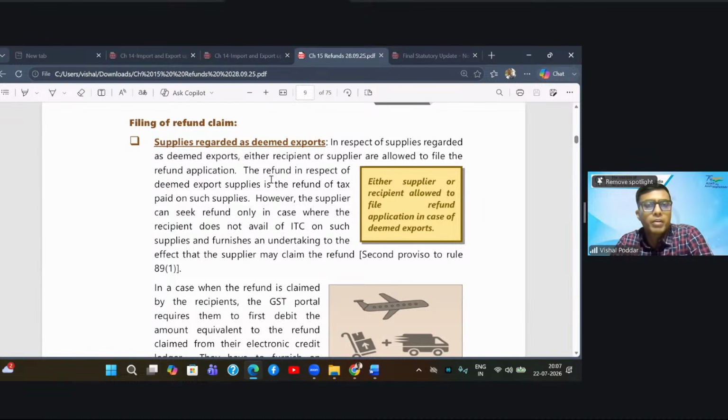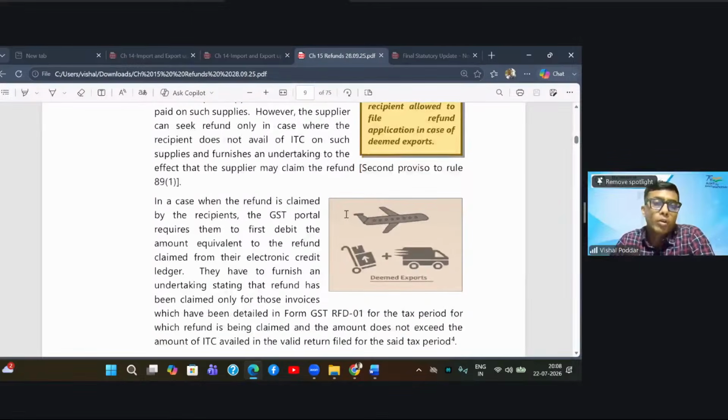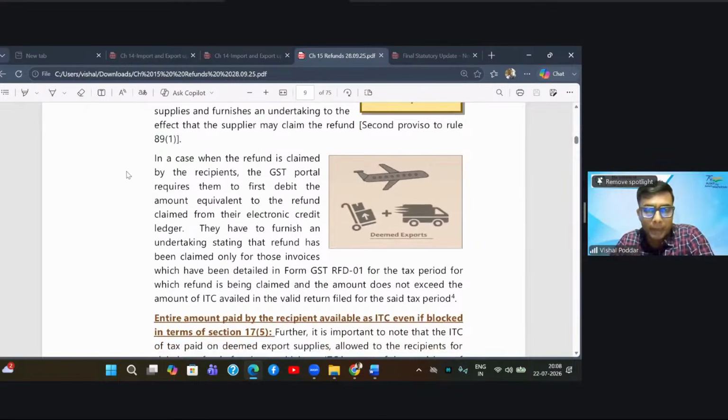Now, the refund in respect of deemed export is the refund of tax which you have paid on this supply. The supplier can seek the refund where recipient does not avail ITC. So obviously, what tax supplier has charged, the recipient should not take ITC. Only then the supplier can apply for refund. Otherwise, there will be double benefit. Now, for this, an undertaking has to be taken from your recipient by the supplier.